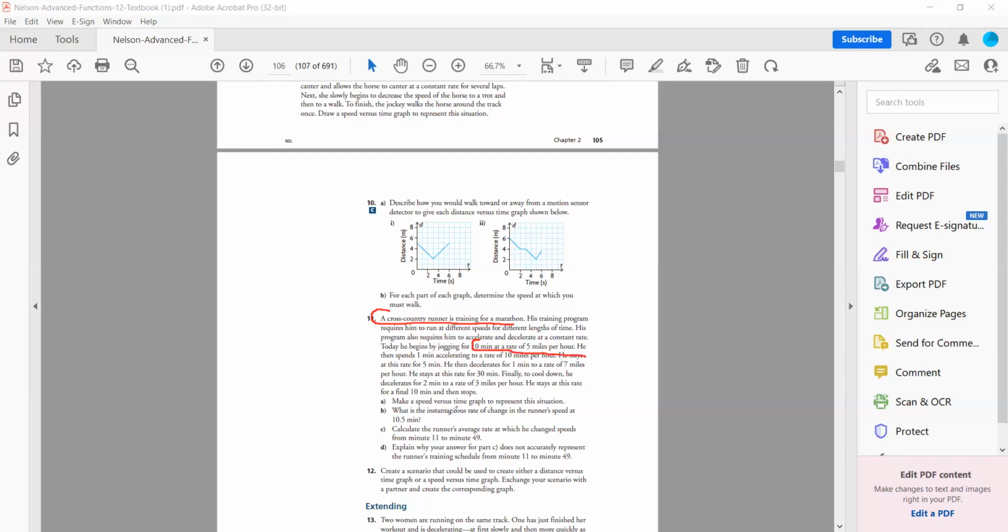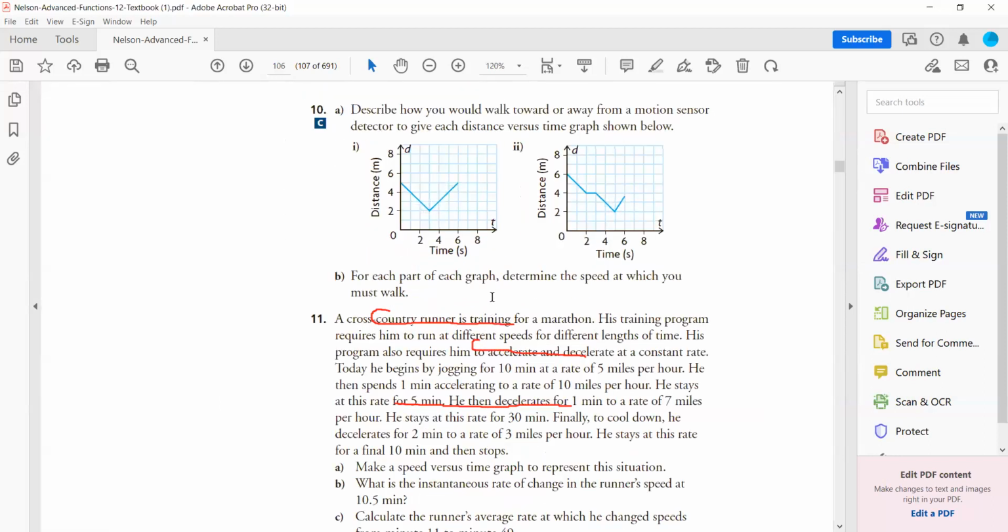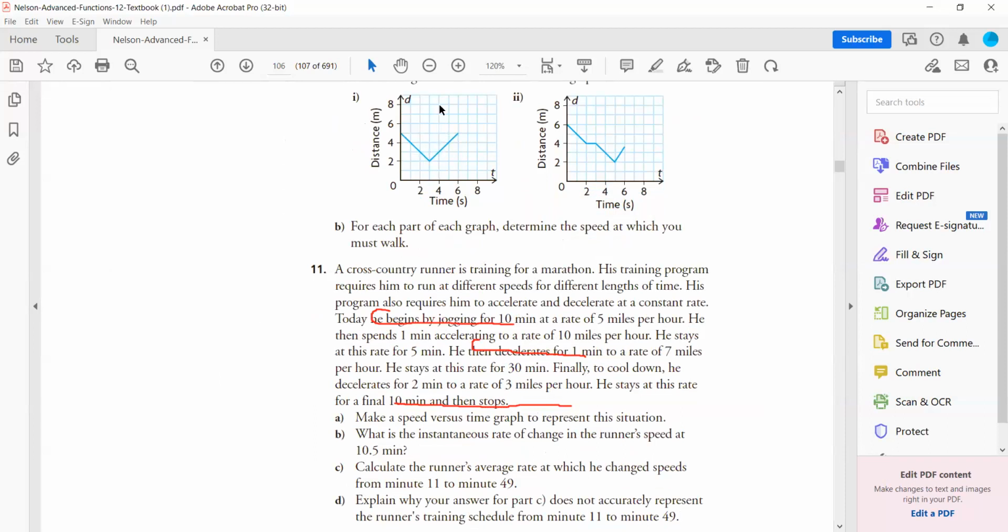So let's see the question. Make a speed versus time graph to represent the situation. So let's sketch the graph right away. This is my advice to you on how to solve problems effectively. When you read it, start noting down information right away. This will save you lots of time.